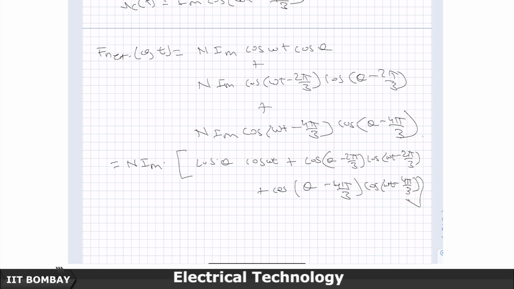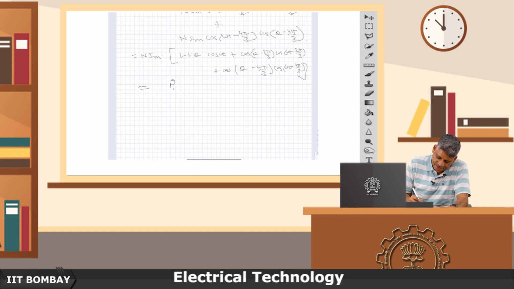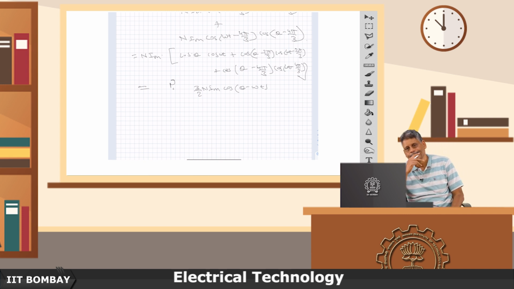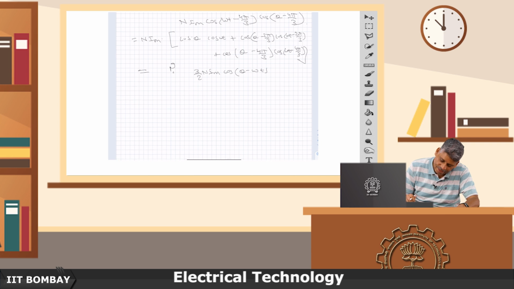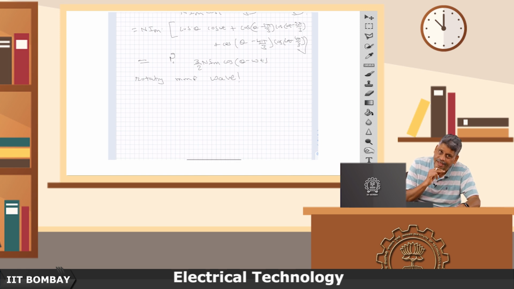Now, the question is what is this, and I will first give you the answer, then I will derive the answer. This is nothing but 3 by 2 N I_m cos(theta minus omega t). When you solve that complicated expression, you will get this as 3 by 2 N I_m cos(theta minus omega t). Now, what does that mean? First understand this. This means there is a rotating MMF wave.